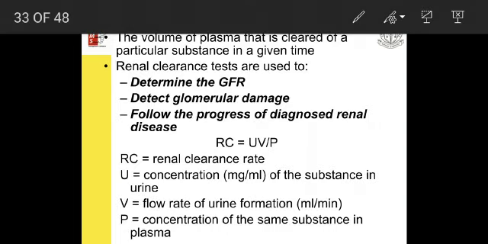The renal clearance is very important because it's the volume of plasma that is cleared of a particular substance in a given time. The renal clearance tests are used in determining the GFR. They detect glomerular damage. They also follow the progress of diagnosed renal disease.